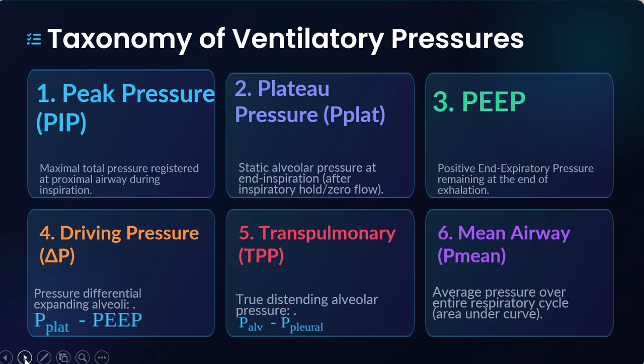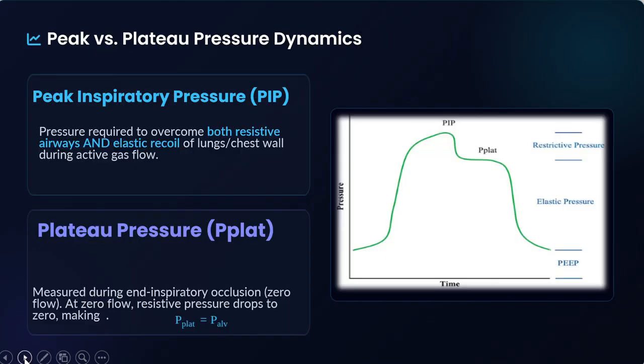There are 6 pressures you must know. Peak pressure, the maximum total pressure. Plateau pressure is the static alveolar pressure at the end of inspiration, after an inspiratory hold, at zero flow. PEEP, positive end-expiratory pressure, the remaining pressure at the end of exhalation. Driving pressure, the difference between plateau pressure and PEEP. Transpulmonary pressure, the difference between alveolar pressure and pleural pressure. Mean airway pressure, the average pressure over the entire respiratory cycle, the area under the curve.